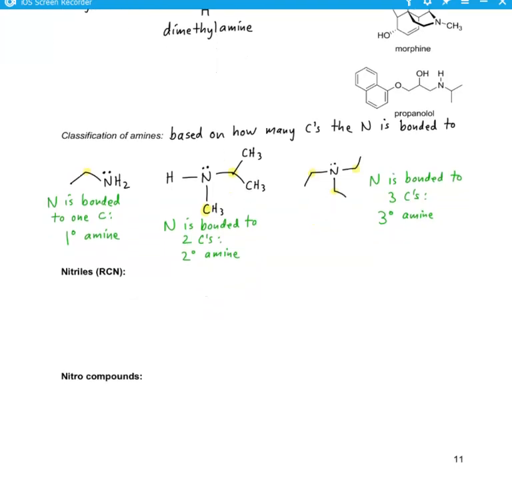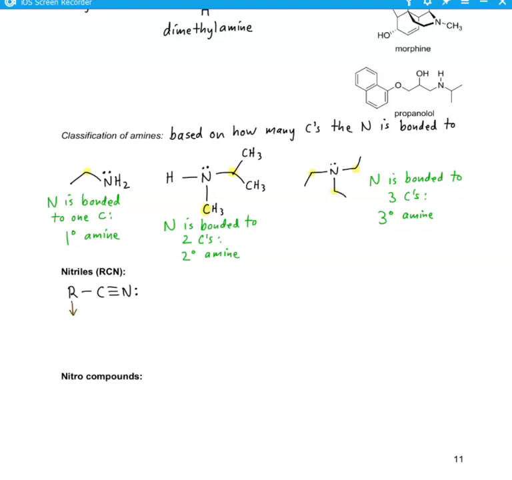A couple of other nitrogen-containing organic compounds. Nitriles. Nitriles have carbon-nitrogen triple bonds. So remember, nitrogen, when it's neutral, likes to have 3 bonds and a lone pair. Carbon likes to have 4 bonds. So make sure that you can see that that's the case in this structure.